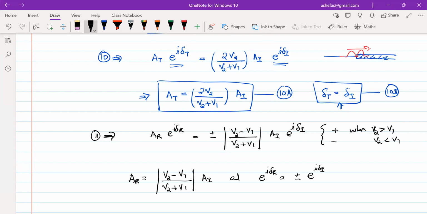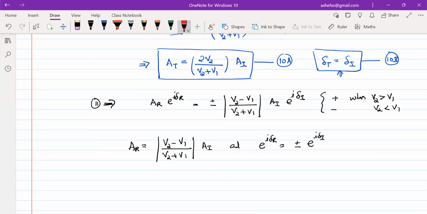So there are two conditions now. First is v2 greater than v1. So if v2 is greater than v1, we have to use positive. So for v2 greater than v1, e raised to i delta r is simply equal to e raised to i delta i. So that means delta r equals delta i. Okay. And the second situation is v2 less than v1. So when v2 is less than v1, e raised to i delta r equals minus e raised to i delta i. Now how can we equate delta r and delta i?